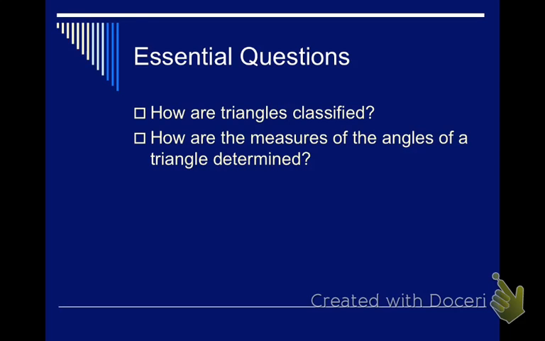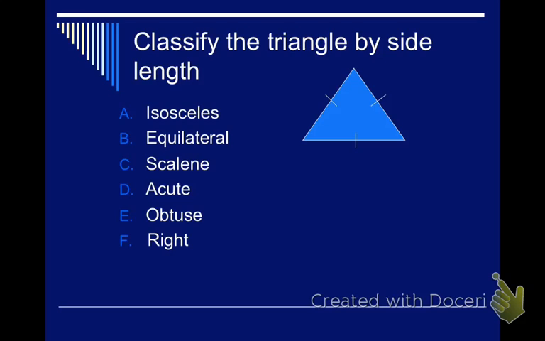Let's get started with an example on classifying the triangle by side length. The slashes tell us all three sides are equal. So what do we call a triangle with all three sides being equal? Equilateral.